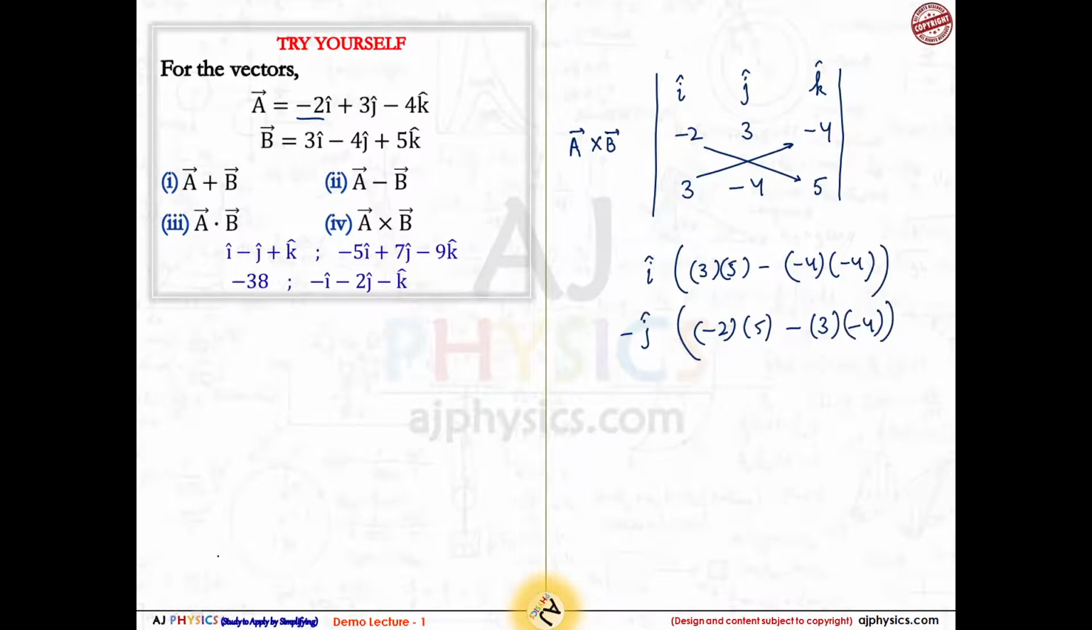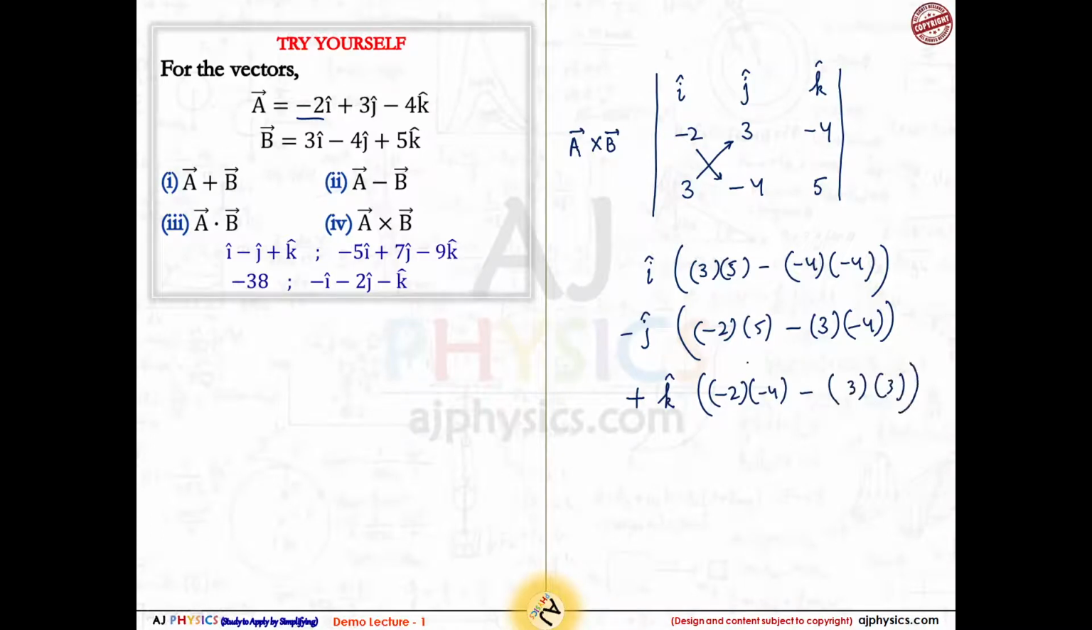And in the end, if you have to consider this k, so k will be minus 2 multiplied with minus 4 and 3 multiplied by 3. So this will be plus k, minus 2 and minus 4, minus 3 multiplied by 3.